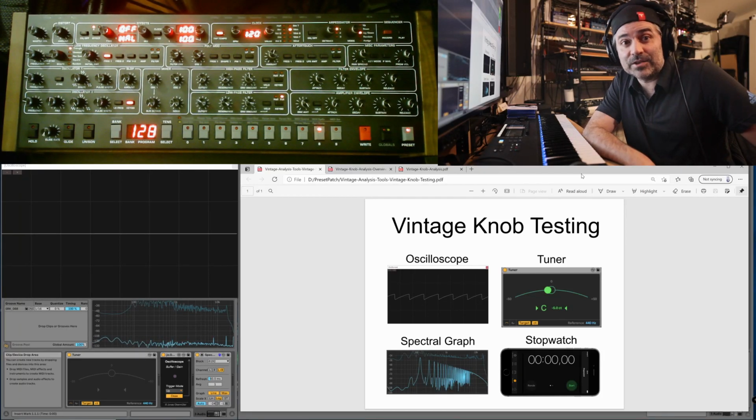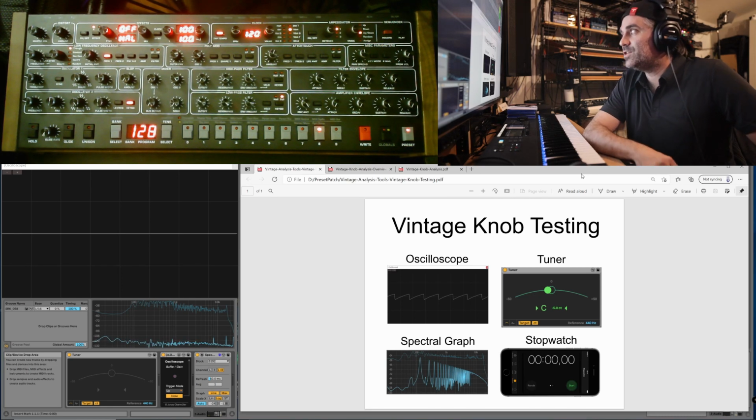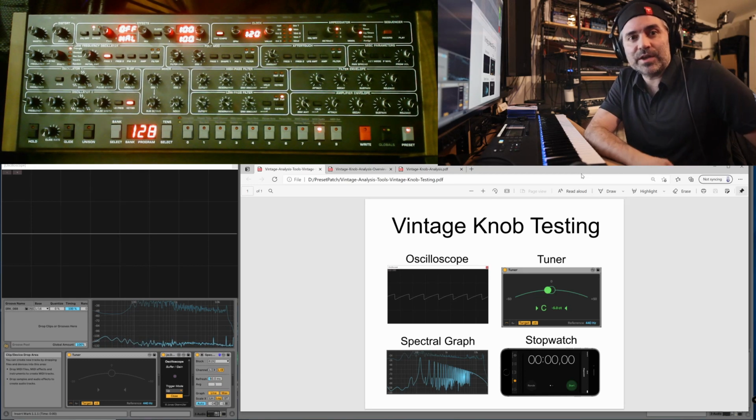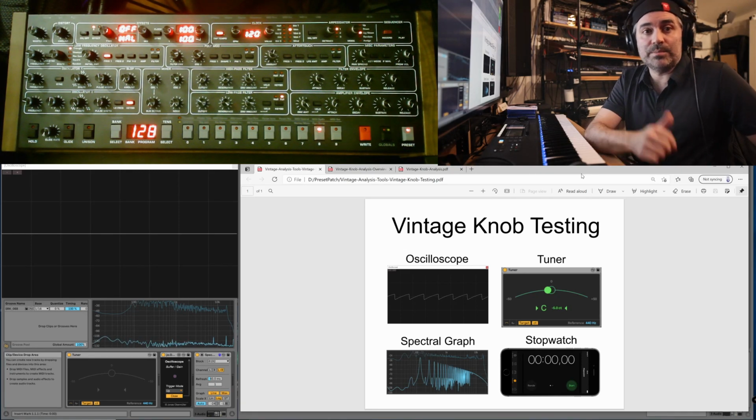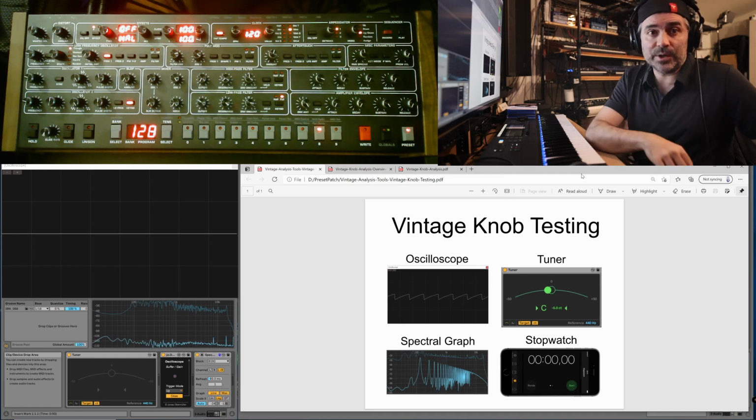In this video, we're going to take a look at the Sequential Prophet 6 synth and do a deep dive into the new vintage knob behavior. The vintage knob is a great advancement that Sequential first released with the Prophet 5 Rev 4, and then they graciously ported it over to the Prophet 6 and the OB6 as well.